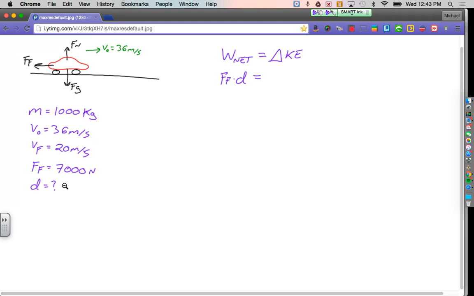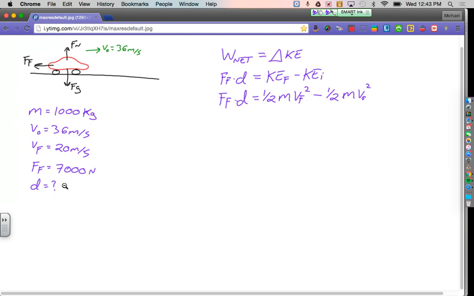And the change in kinetic energy is the final kinetic energy minus the initial kinetic energy. When I expand what the kinetic energies are, the final kinetic energy is 1/2 mass times final speed squared, and the initial kinetic energy is 1/2 m initial speed squared. We're trying to solve for d, so I'm going to divide by the force of friction.